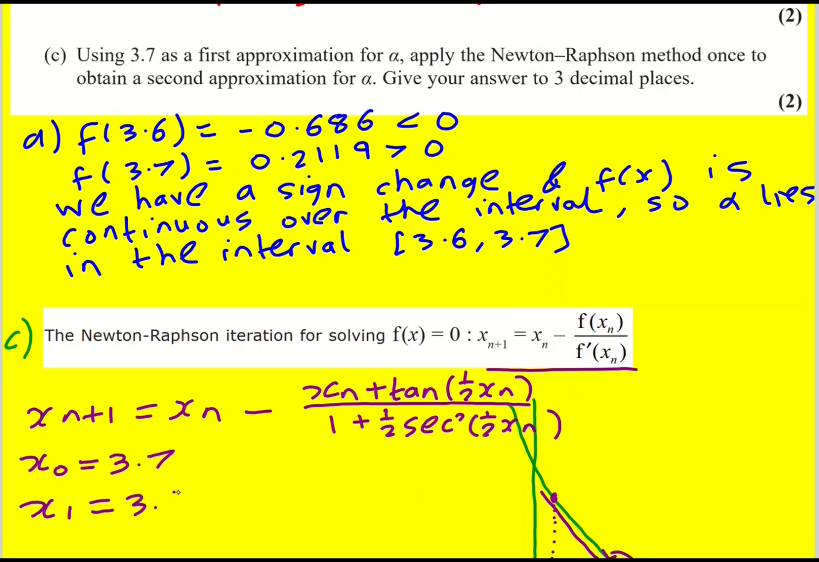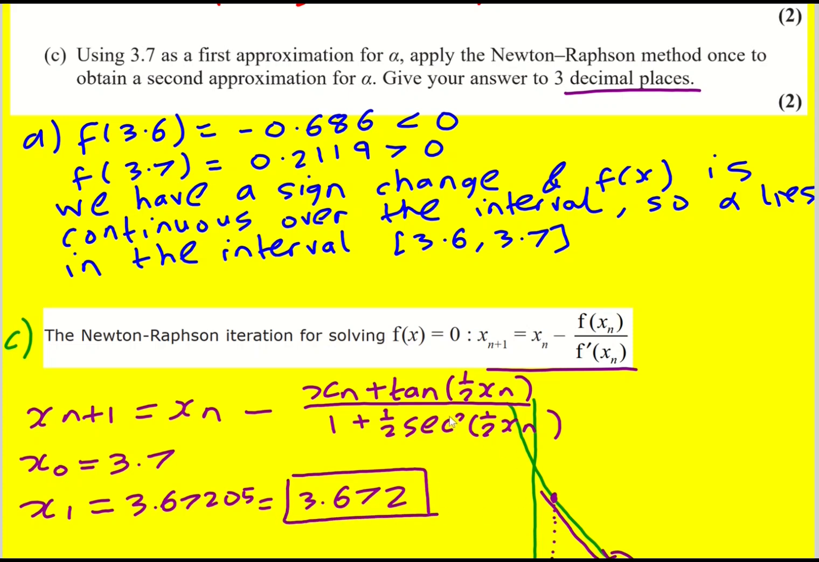3.67205. And it's to 3 decimal places. I just wrote it to a few more, well, 0.5. So it's going to be 3.672.